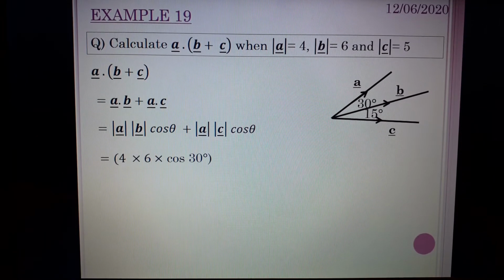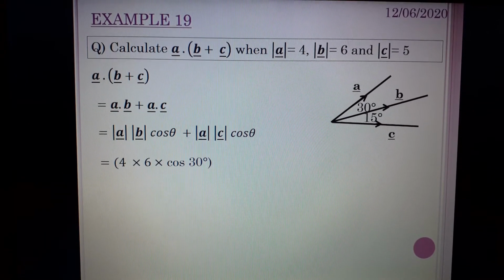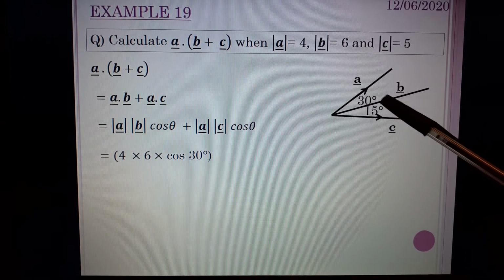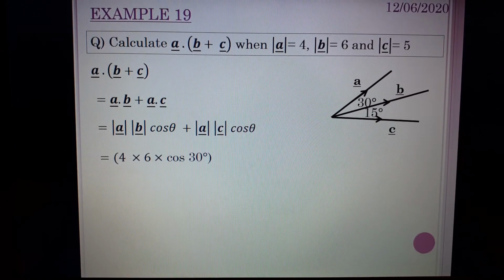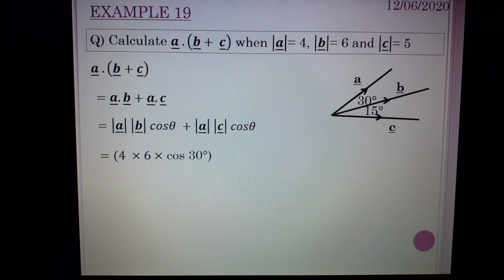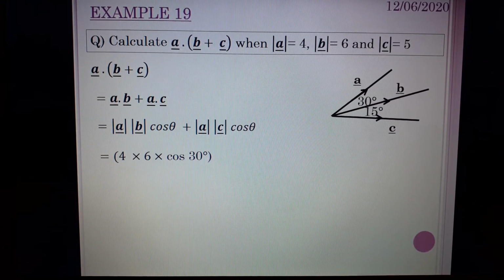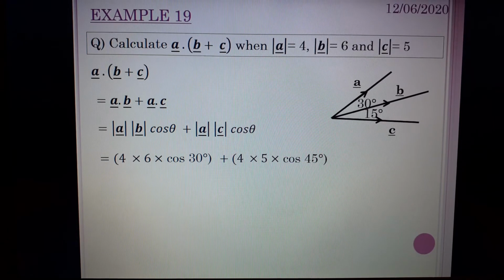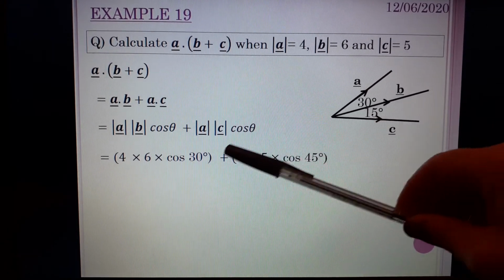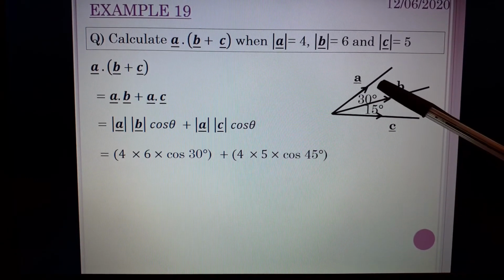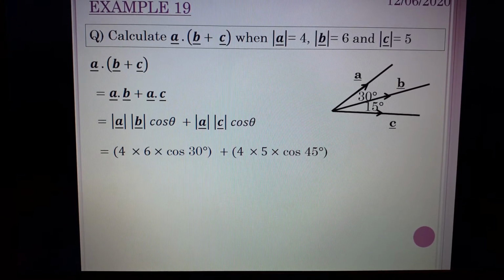The first one is the angle between the vector A and B. We can see from the diagram the angle between vector A and B is the angle 30. And then for the next one, it's the angle between A and C. Now look carefully at the diagram. What do you think the angle between A and C is? Be very careful. It's not 15, it's 45. A and C is the 30 plus the 15 together. So just be very careful with that.